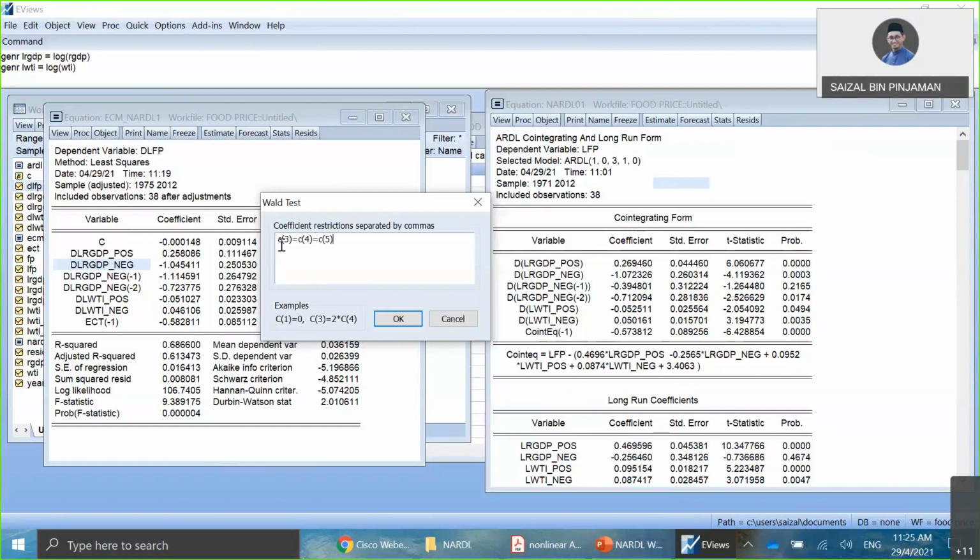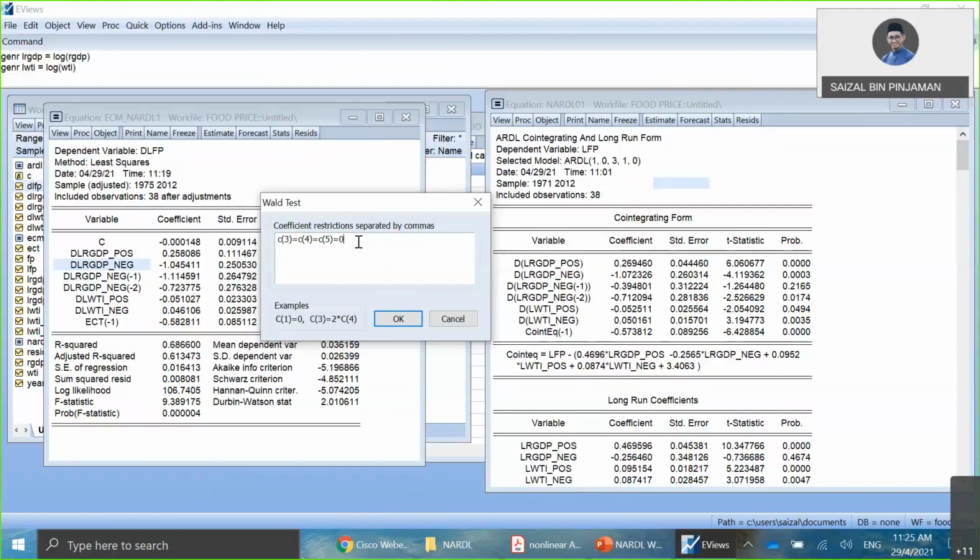Coefficient number 3 represents the negative GDP at present difference, because this is in difference form. Coefficient number 4 represents the negative GDP in lag 1, while coefficient number 5 represents negative GDP in lag 2, equal to 0. So we want to test whether these coefficients are equal to 0 or not.